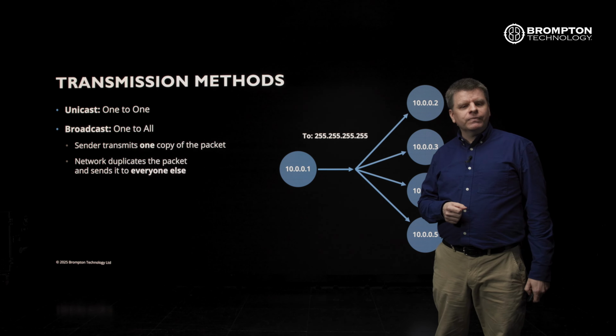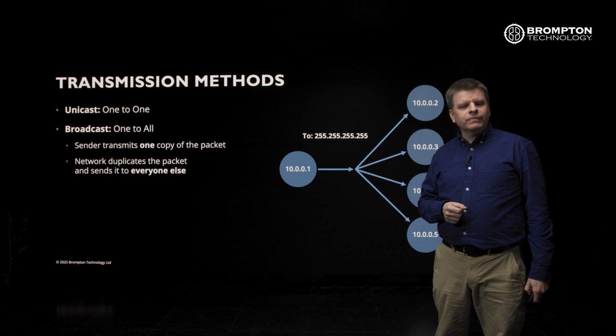So there is fortunately a halfway house, an in-between point called multicast. And multicast is a one-to-many connection. So again, we have a special IP address. There's a whole range of IP addresses we can use for multicast. And we're going to send that packet again once onto the network. And this time, the network is going to send it to some of the connected devices.